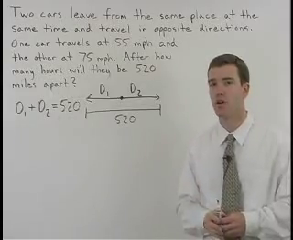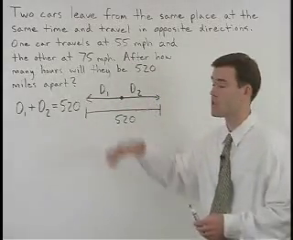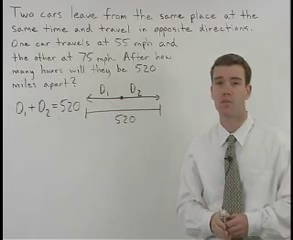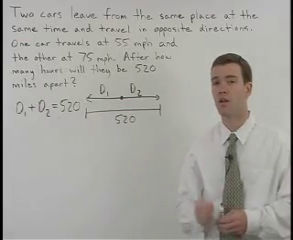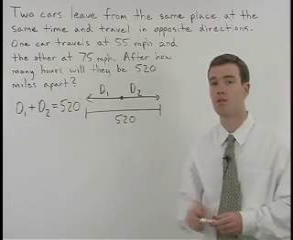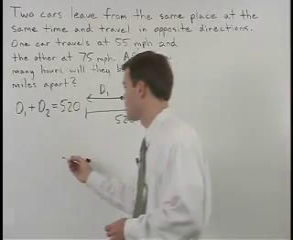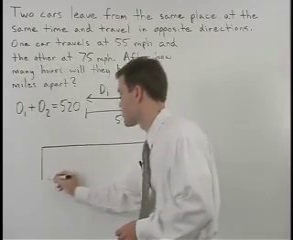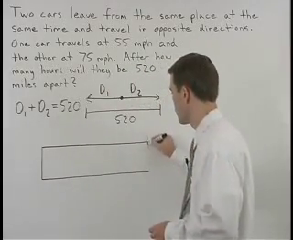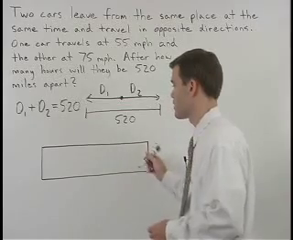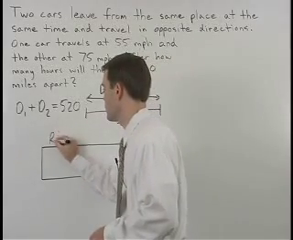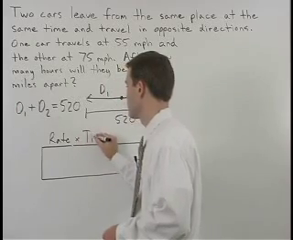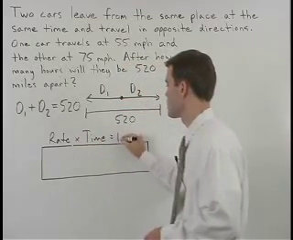Now let's set up a chart to organize the rest of the information in the problem. And we're going to base our chart on the formula that we talked about in the previous example. Rate times time equals distance. Remember from your coin problems that the formula goes across the top of the chart. Rate times time equals distance.